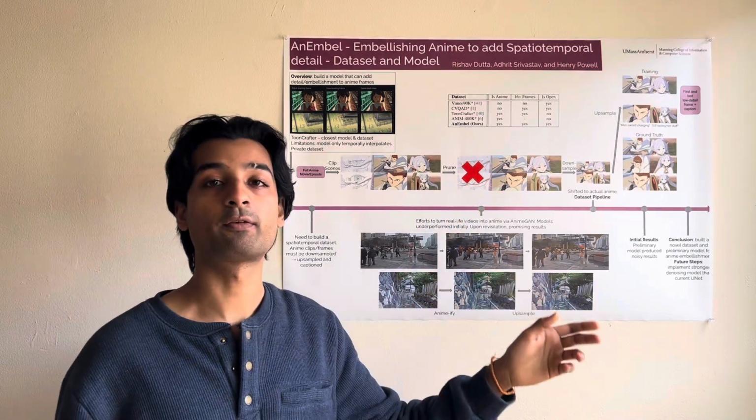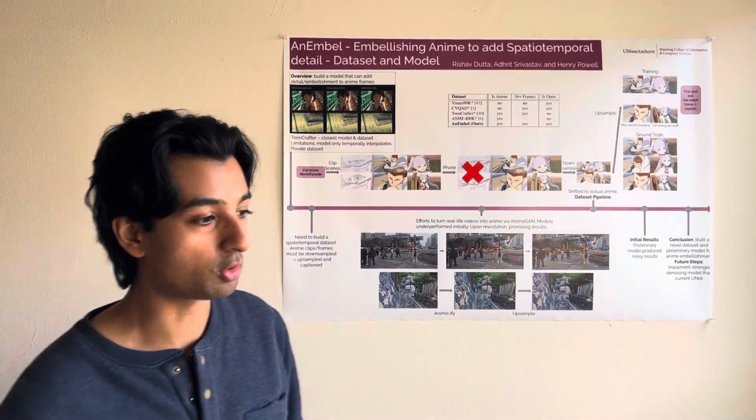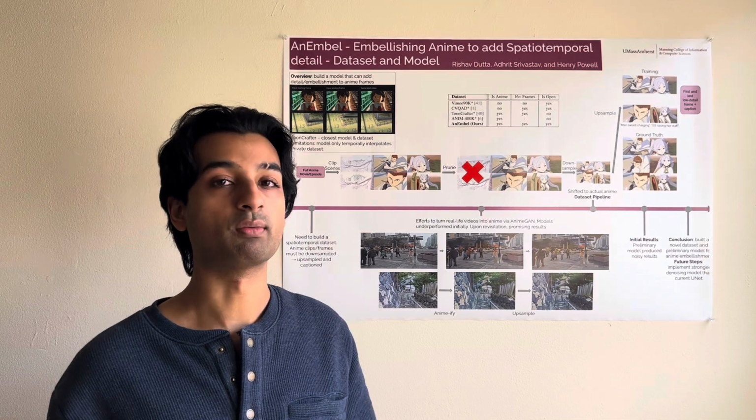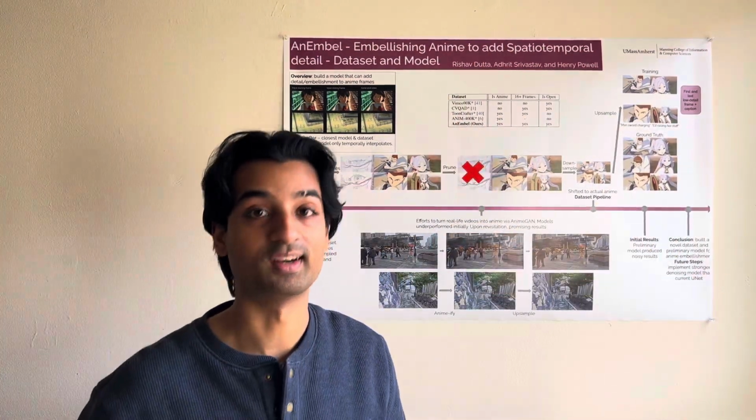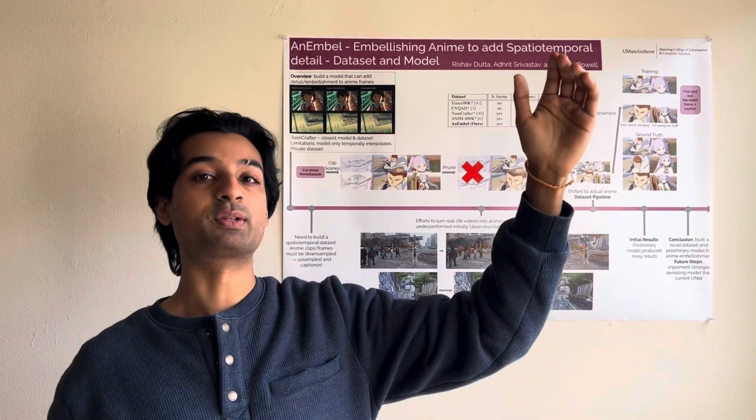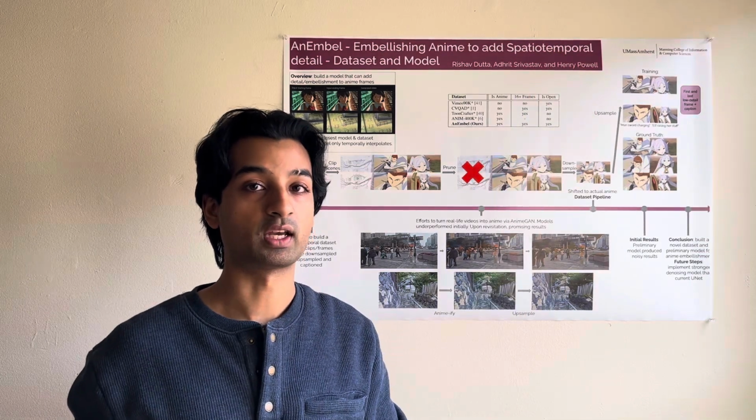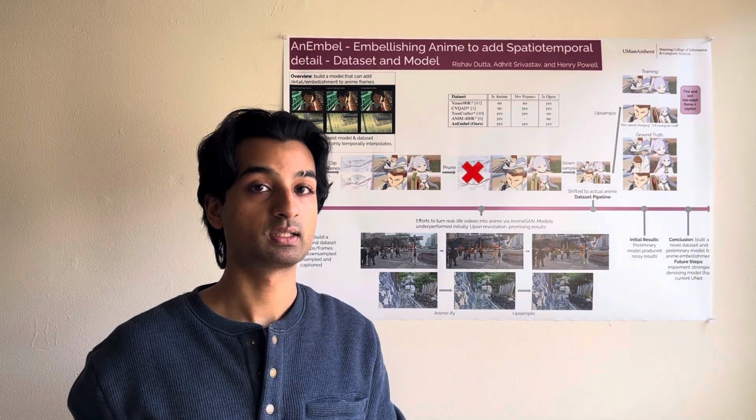We then use RAFT for optical flow. Optical flow is the amount of movement. A lot of movement is something like that. That's high optical flow. Low movement is if I just stand here in one place.